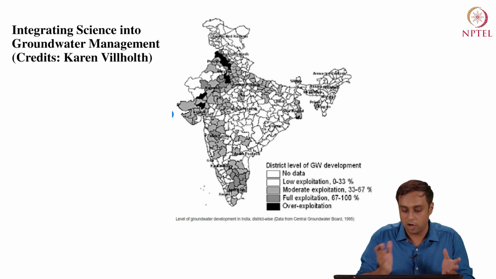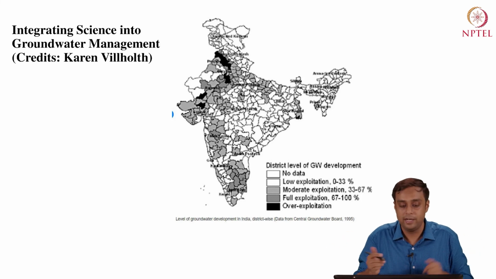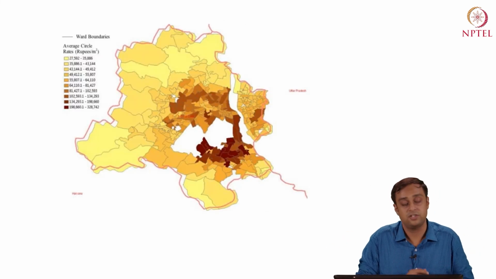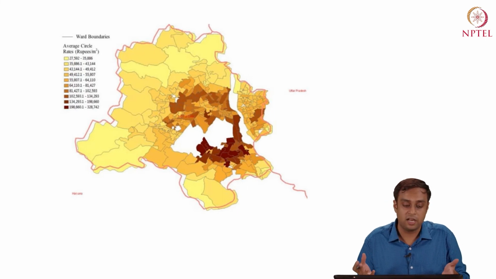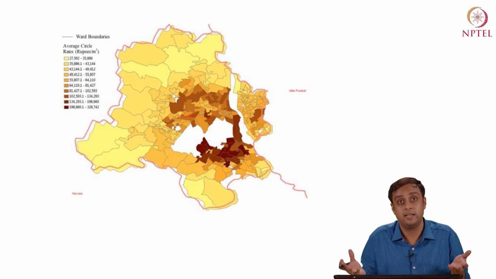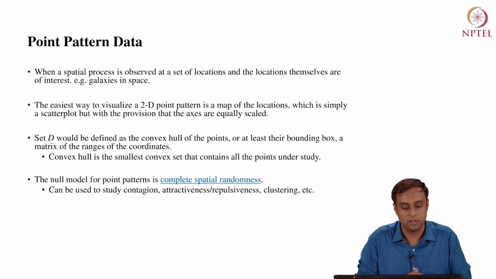So this is something we have talked about. Now we have integrating groundwater management at district level, right? There are many applications as such. The real estate data that we saw for the National Capital Territory of Delhi was lattice data. We have seen this and we have used this example multiple times throughout this course.